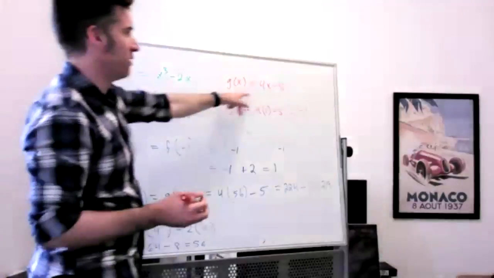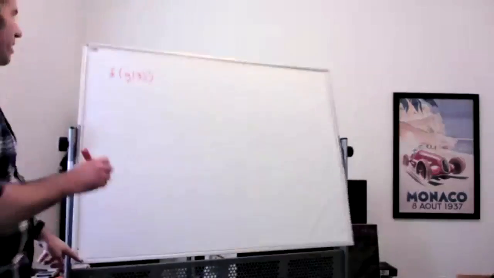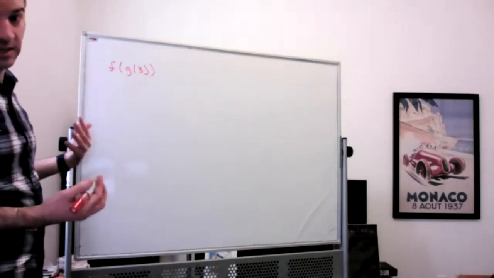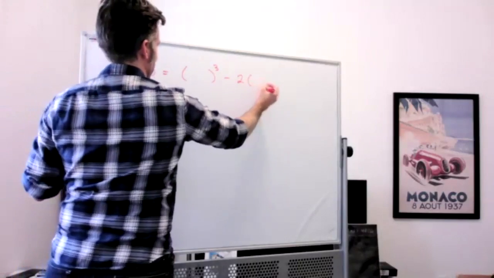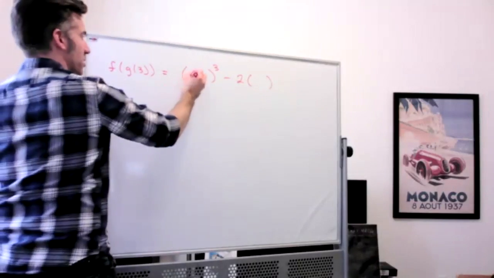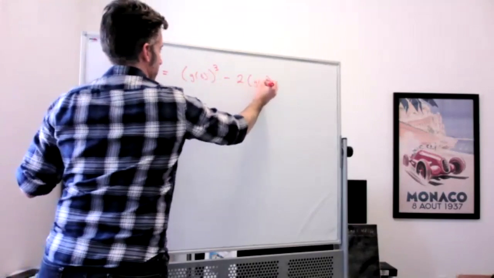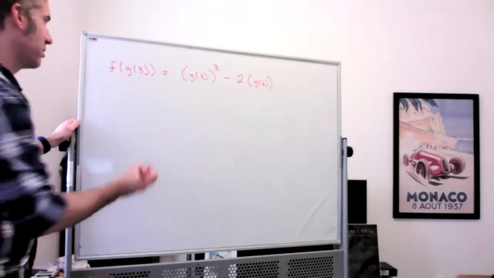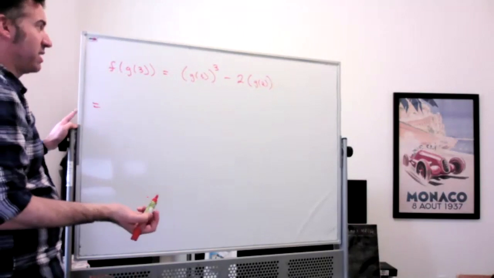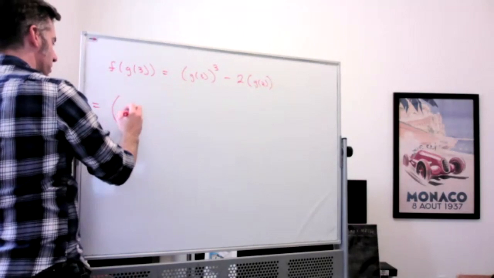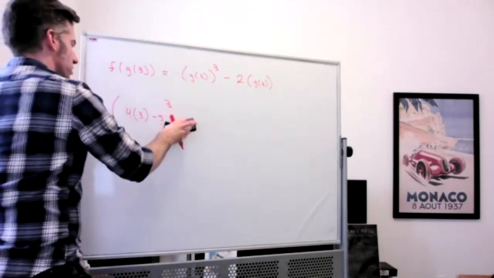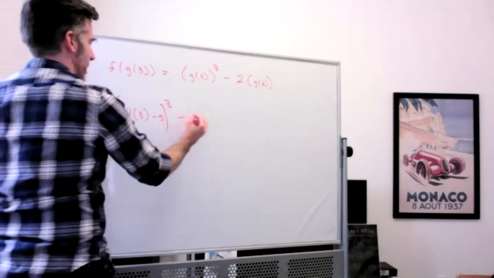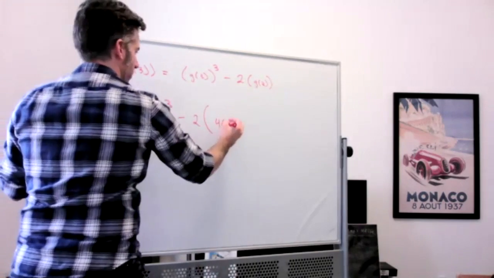So again, same functions, right? f of x is still x cubed minus 2x. g of x is still 4x minus 5. I can say that f of a thing, so f of x is x cubed minus 2x, so f of a thing is the thing cubed minus 2 times the thing, where the thing is g of 3. But then I have to figure out what g of 3 is. Well, g of x is 4x minus 5. So g of 3 is 4 times 3 minus 5, cubed, minus 2 times g of 3, which is 4 times 3 minus 5.